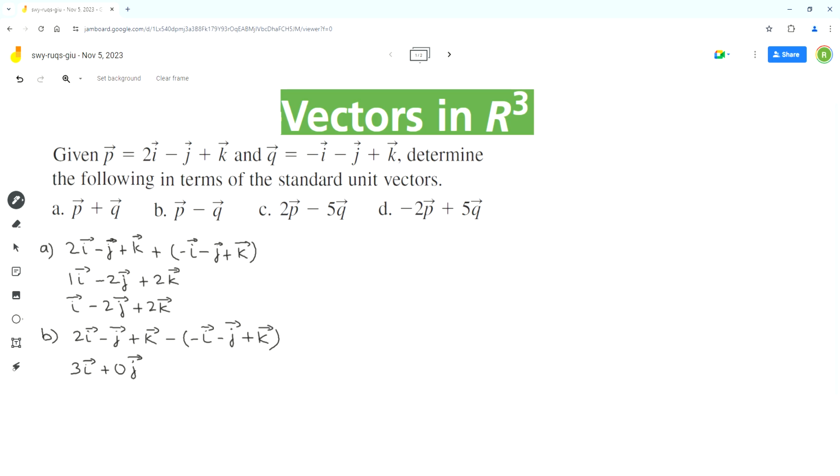Now we can subtract the k terms. So for k terms, we have to do 1 minus 1 because the coefficient of k terms is positive 1, which is equal to 0. So this can be the final answer for part B. Now we can also write the final answer for part B as just 3i because the j and the k terms go away because their coefficients are 0. So this can also be the final answer for part B.